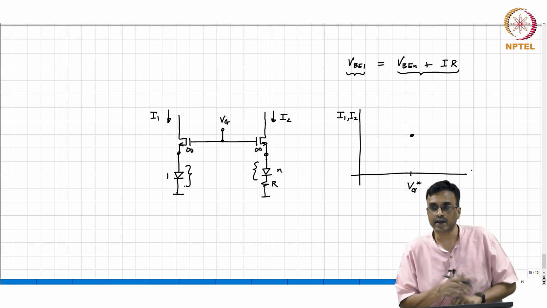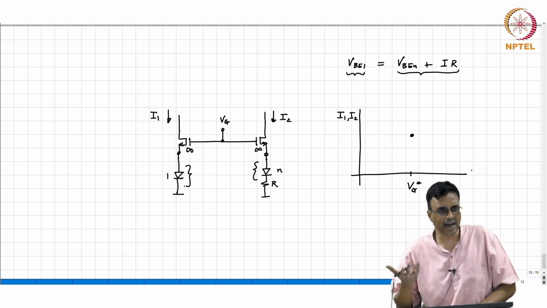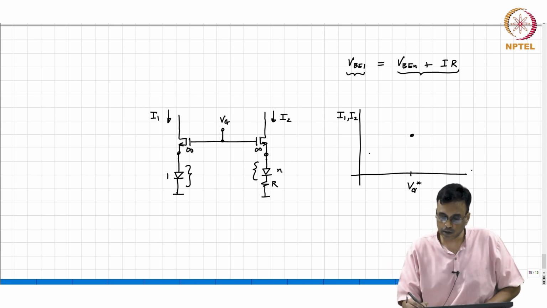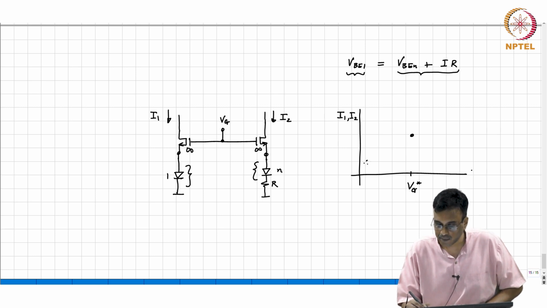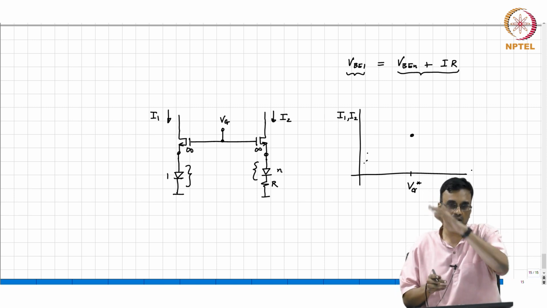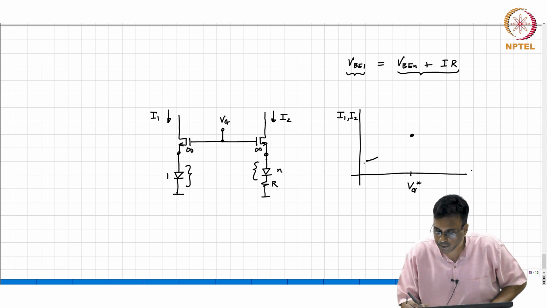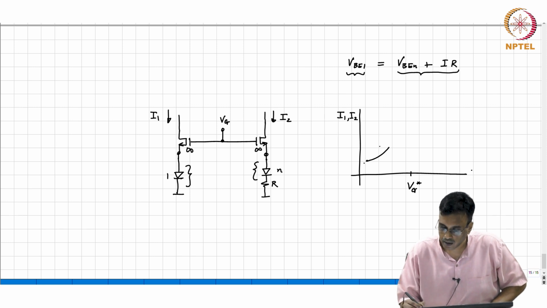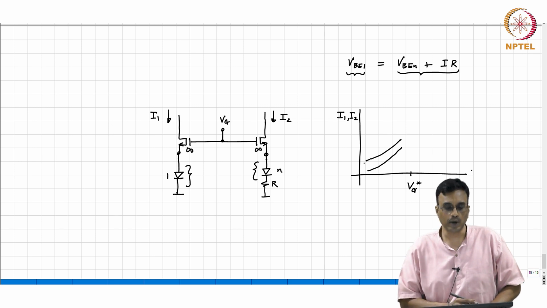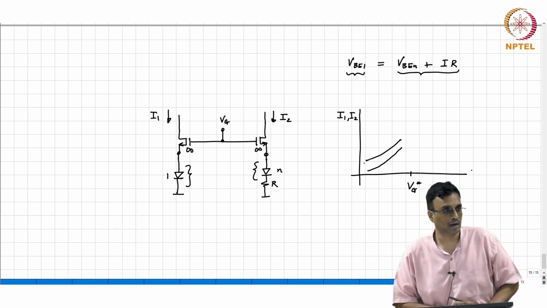So which will have more current? N. It will have N times larger current, correct. So for Vg less than Vg star, I2 will be greater than I1. It will be N times larger, and because of the exponential characteristic of the diode, for small Vg, both of them will have an exponential characteristic, and the ratio of the two, I2 to I1, will be N.